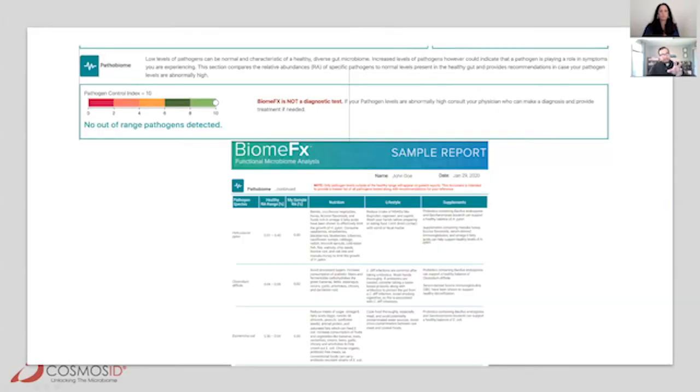So that's the idea here, is we're not necessarily just focused on going after pathogens, antimicrobials, hitting them with the antibiotics, whatever it may be. We are looking at how do we strengthen the rest of the microbiome so that the microbiome itself can keep the pathogens at the control levels that they should be. So that's the pathogen control index. That's important how you look at that as well.